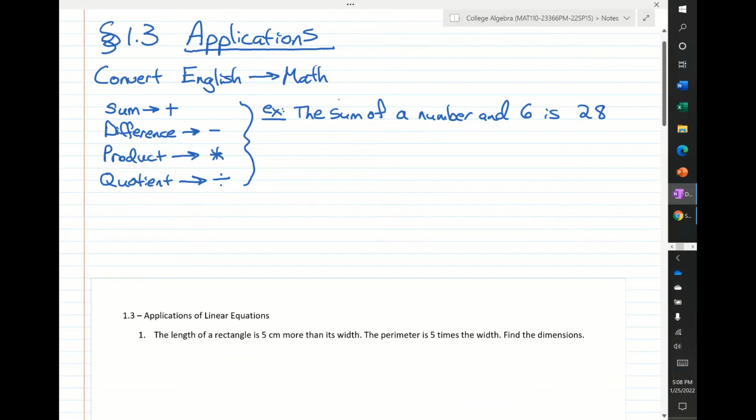When we see sum, that means we add. When we don't know what a number is, we use a variable, x. And when you see that word is, that typically means our equation. So when we say the sum of a number and 6 is 28, that's the equation that we write from that. And then we can subtract 6 and get x is equal to 22.